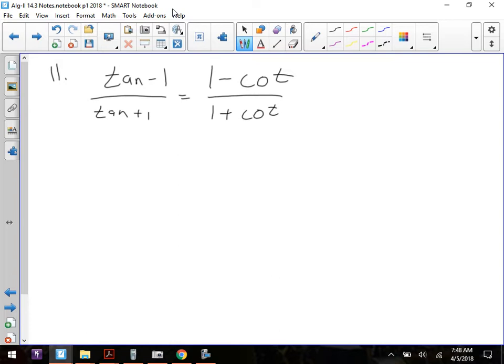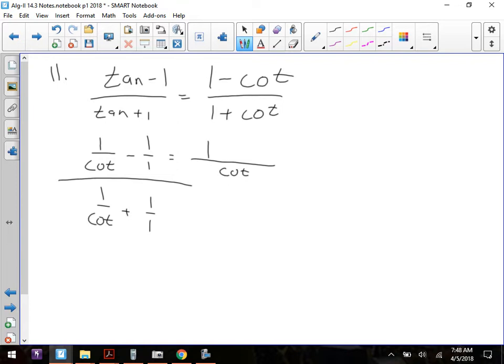Right. So if I wrote it as 1 over cotangent minus 1 over 1 over 1 over cotangent plus 1 over 1, doesn't that force me to get a common denominator? Yeah. What's the common denominator between a cotangent and a 1? Cotangent. The fraction on the left has a cotangent. The fraction on the right needs a cotangent. And it's the same thing in the denominator.